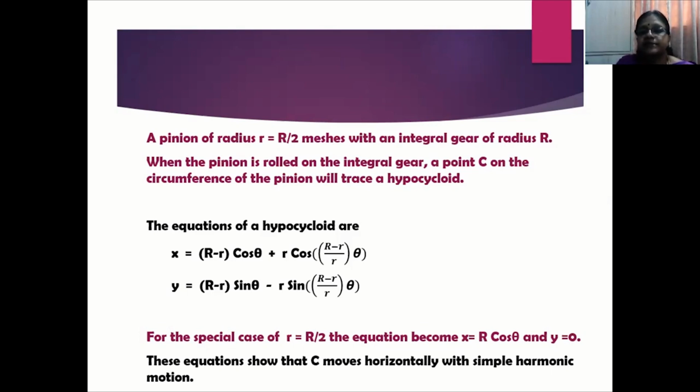For the special case of r is equal to capital R by 2, the equation becomes a very simplified version, that is x is equal to R cos theta and y is 0. Y becomes 0. You have only an x translation. These equations show that C moves horizontally with simple harmonic motion. As I said, the point C on the vertical link will have a simple harmonic motion.